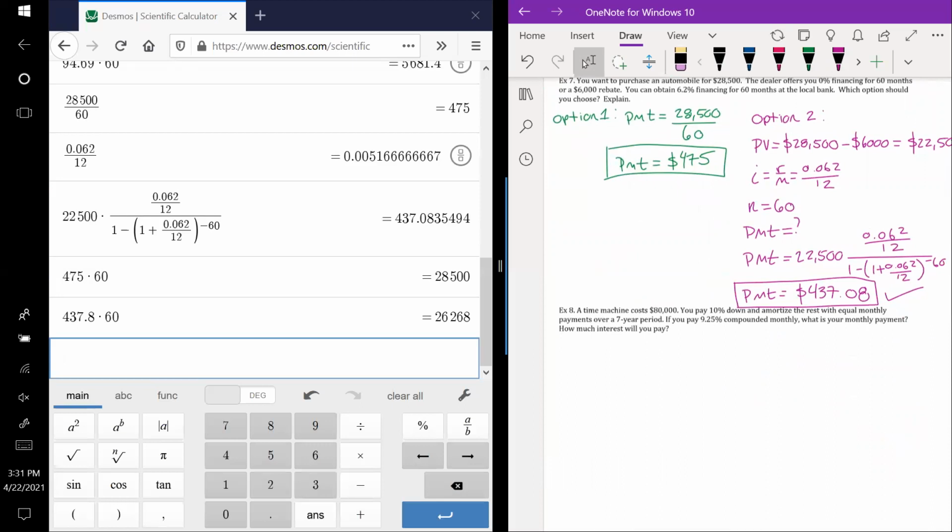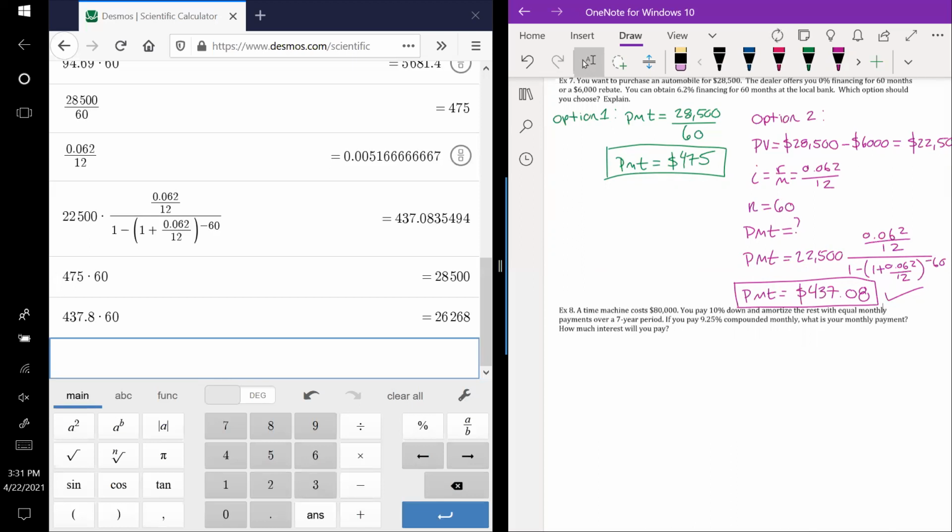Next one. A time machine costs $80,000. You pay 10% down and amortize the rest with equal monthly payments over a 7-year period. If you pay 9.25% compounded monthly, what is your monthly payment and how much interest will you pay?